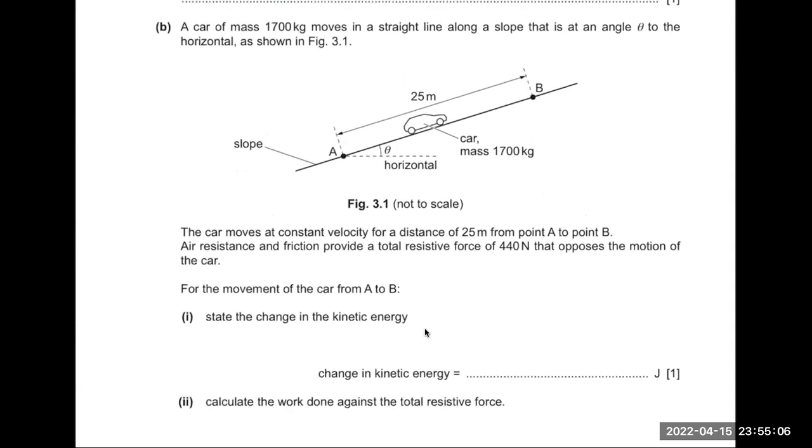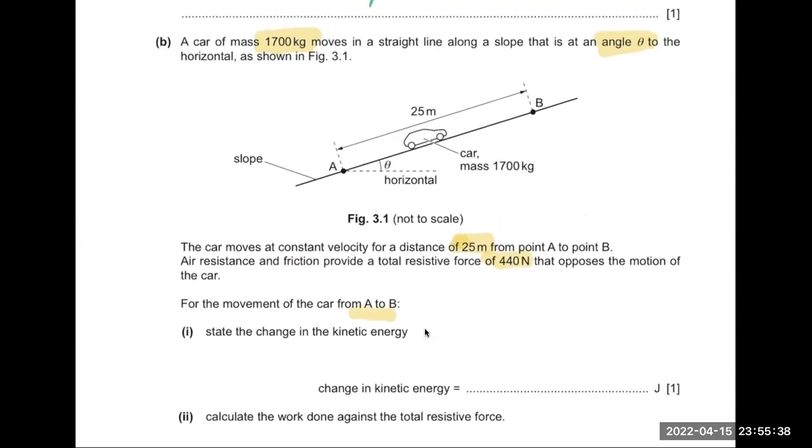A car of mass 1700 kilogram moves in a straight line along a slope that is at an angle theta to the horizontal as shown in figure 3.1. The car moves at a constant velocity for a distance of 25 meters from point A to point B. Air resistance and friction provide a total resistive force of 440 newtons that opposes the motion of the car. For the movement of the car from A to B, state the change in kinetic energy.